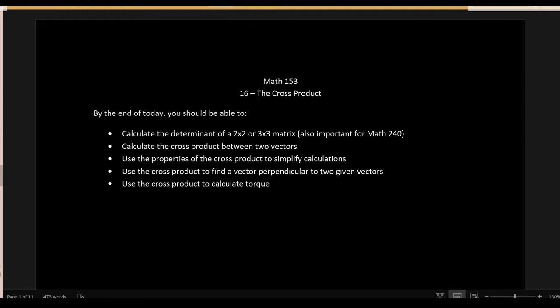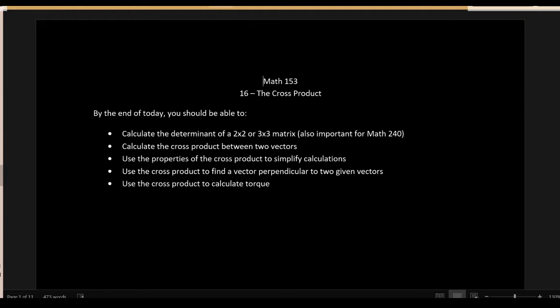So beginning today, we're going to talk about the determinant of a 2x2 or a 3x3 matrix. It's going to be useful for us today, but it's also going to be extremely useful for those of you who are taking Math 240. If you have any intentions of taking linear algebra, don't forget this formula.